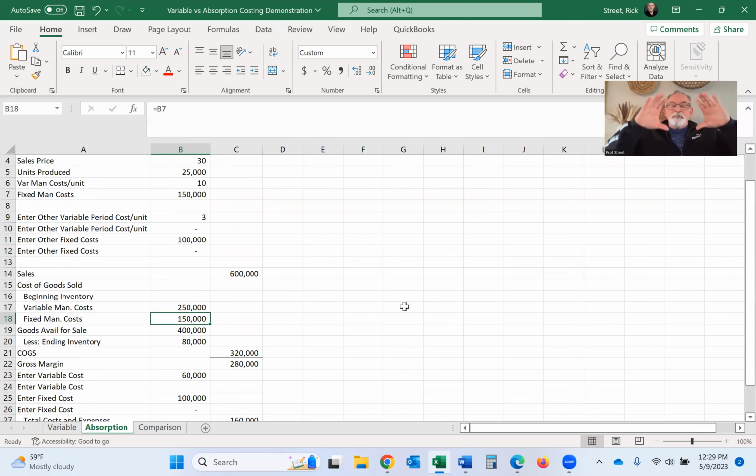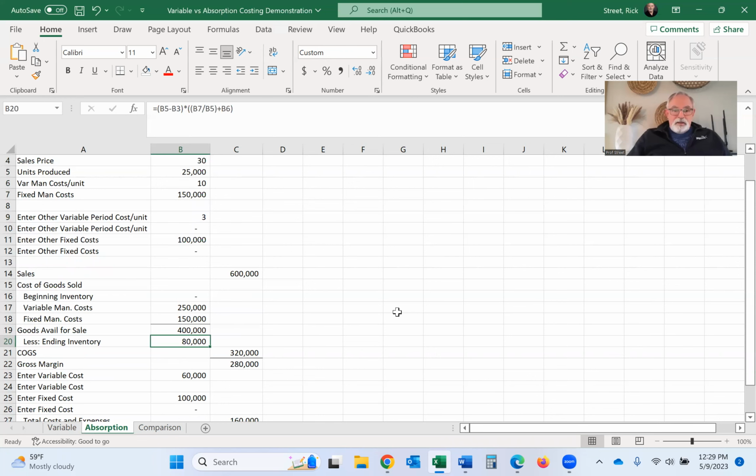goods sold, right? Because remember, that's the big ball. The big ball has direct materials, direct labor, and manufacturing overhead, fixed and variable, all going into finished goods. So that's absorption costing. That's the way we're used to seeing it. The goods available for sale in this case is 400,000, and our ending inventory is $80,000.